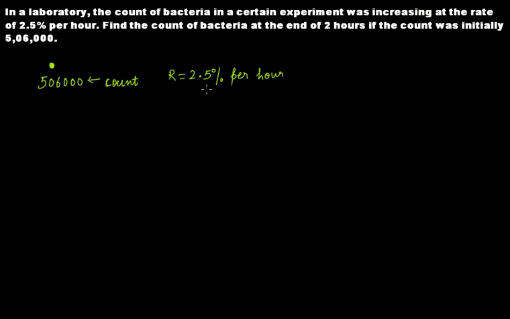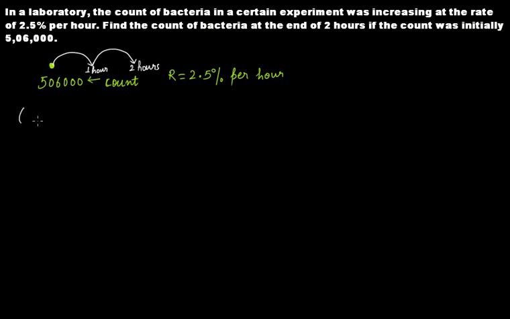2.5% per hour. So it's asking what will be the count of bacteria at the end of 2 hours. So this is the first hour and then the second hour. After 1 hour, then 2 hours. Here it is 2 hours. You have to tell the count.